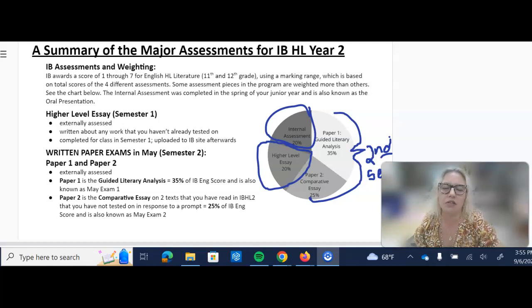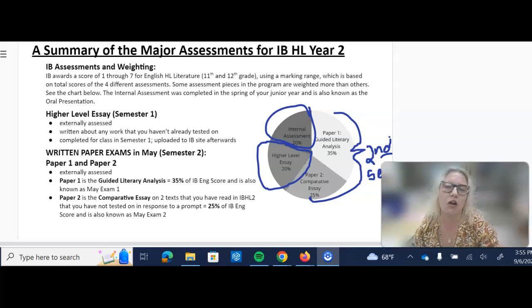Written paper exams, these are what is worth so much, right? Paper 1 and Paper 2. Those are also externally assessed. One is the guided literary analysis, which is 2 short essays analyzing texts you will have never seen before. The first time you'll see them will be at the exam. And so we will have a whole unit that helps you figure out how to write those kinds of essays.